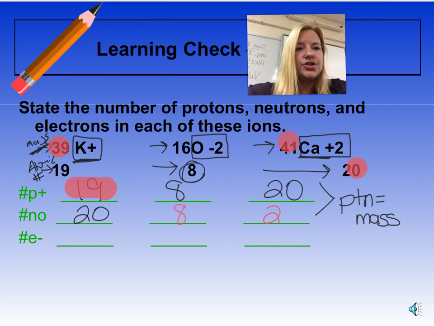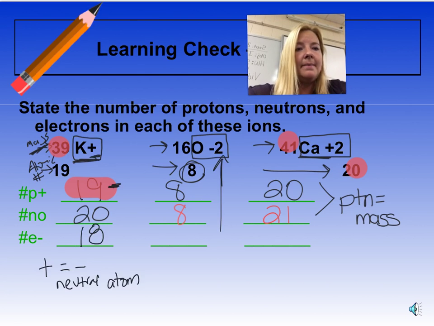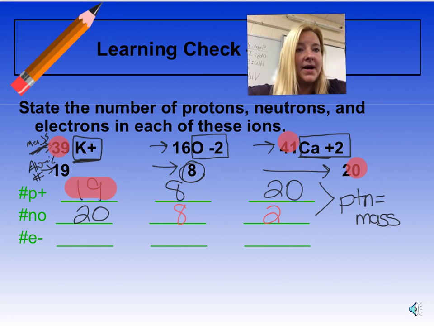So now oxygen here has a -2. That must mean that I have more negatives than I do positives, and I need to have 2 more of them. So I've got 8 positives. That means I need to have 10 negatives.